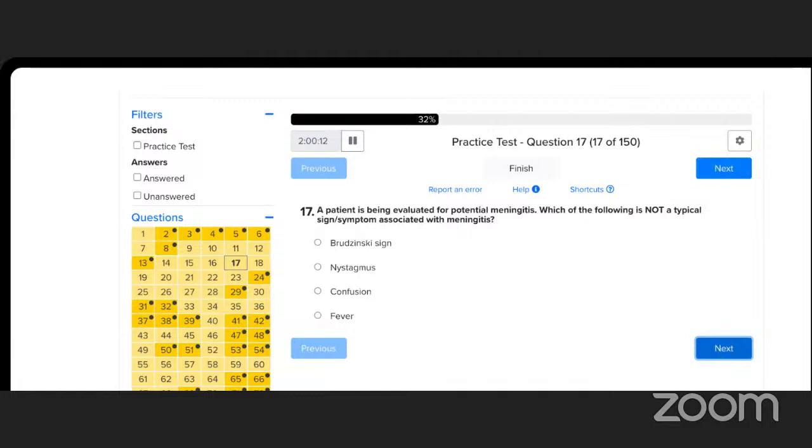A patient is being evaluated for potential meningitis. Which of the following is not a typical sign or symptom associated with meningitis? So this means you need to have an idea what meningitis has to do with the brain. Itis, if you break it down, is inflammation in the brain. Which one is not associated? I know for sure with meningitis you find confusion and fever, so you can eliminate those two.